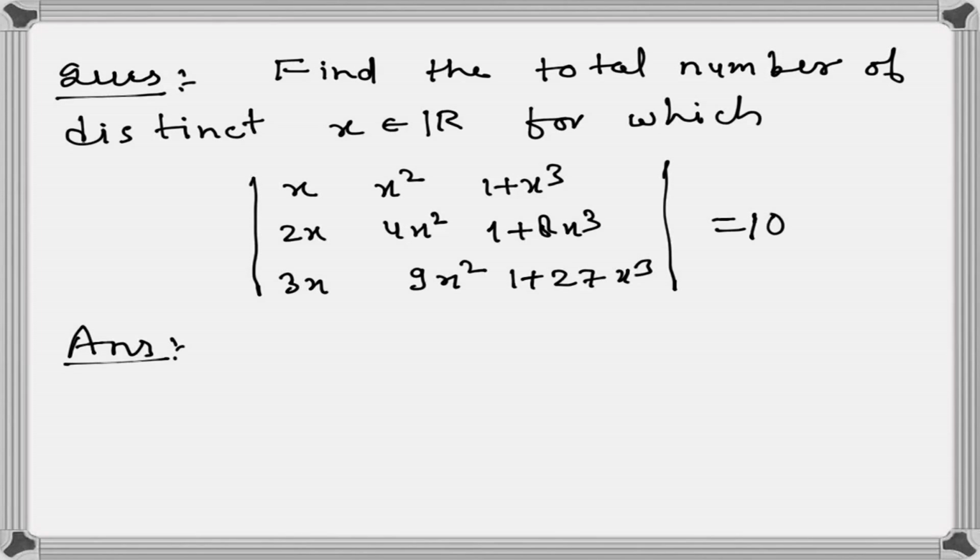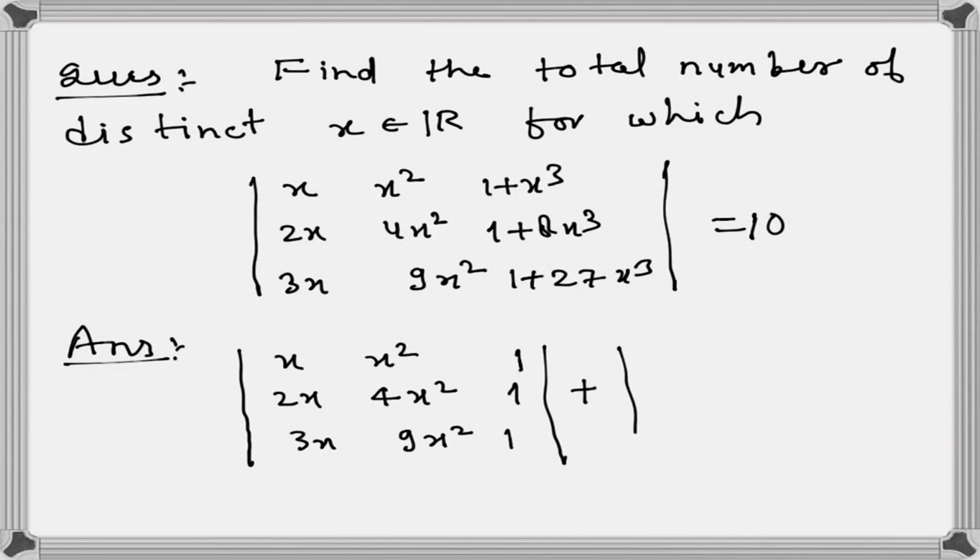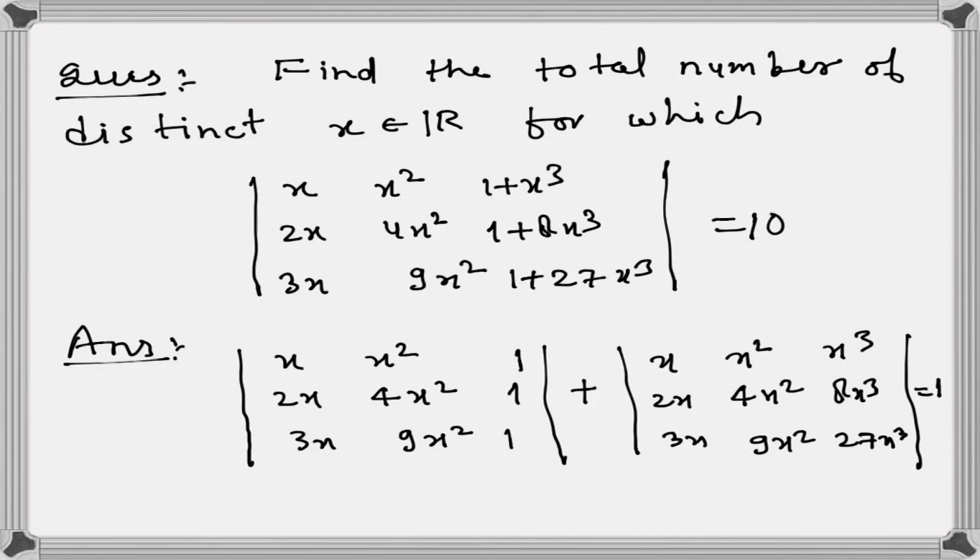Okay, so let's break this determinant into two parts. The first part is the determinant with rows x, x square, 1; 2x, 4x square, 1; 3x, 9x square, 1. This is the first determinant. The second determinant has rows x, x square, x cube; 2x, 4x square, 8x cube; 3x, 9x square, 27x cube. This is equal to 10. Now let's simplify these determinants.